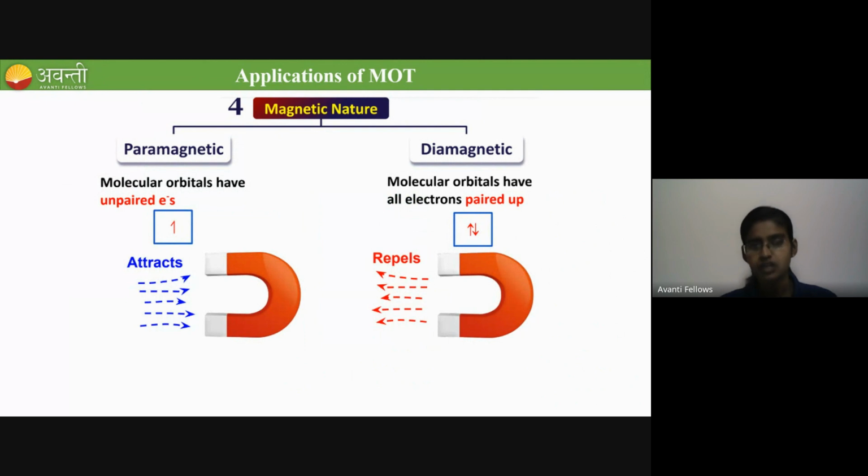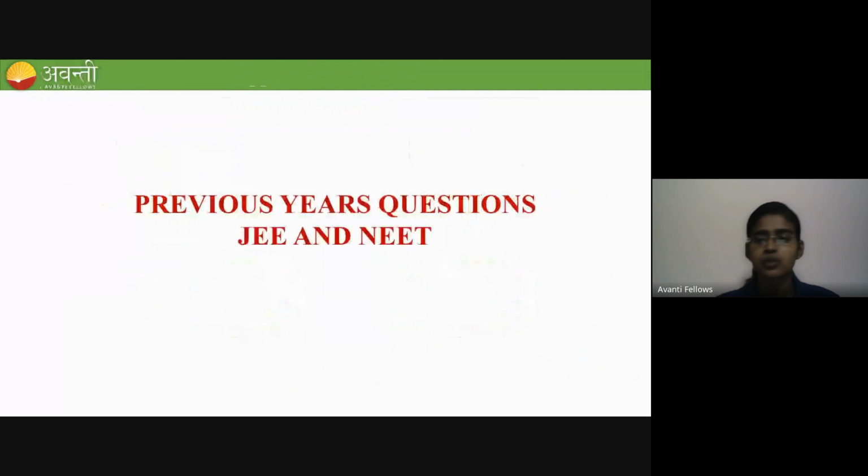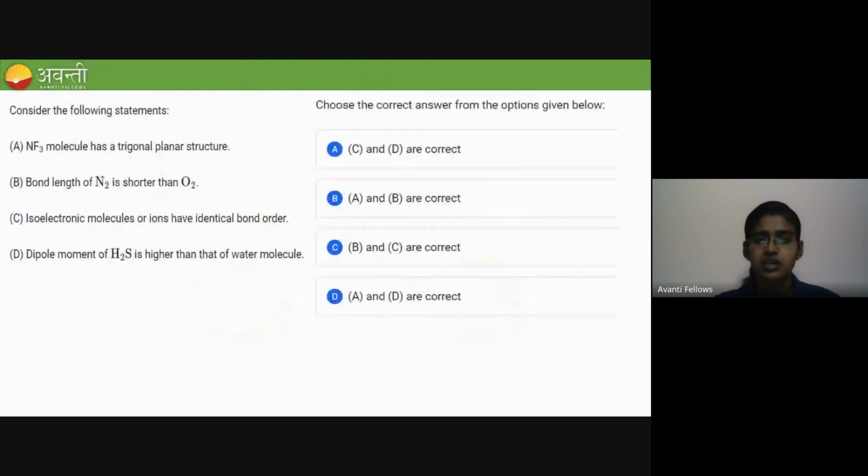Now, using this concept, using MOT and bond parameters, we will try to solve the previous year's questions of JEE and NEET. Okay. So moving on to the first question, 4 statements are given to us. We have to find out the correct statement from the options given below. So let's start from the first.